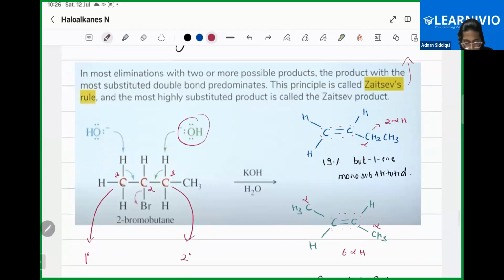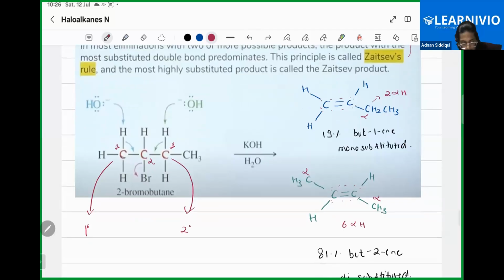For example, suppose I am attacking from this position, using my base and removing this proton. Then it will shift the bond from here and remove the bromine like this. And one more thing, this is 1 degree and this is 2 degree, and it will lead to this product. And if I am doing the same thing from here, it will lead to this product. So now the question is, out of these two compounds, which one is more alkylated, which one is more substituted?